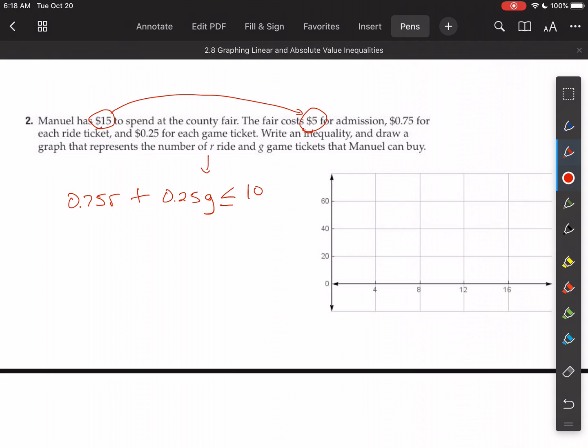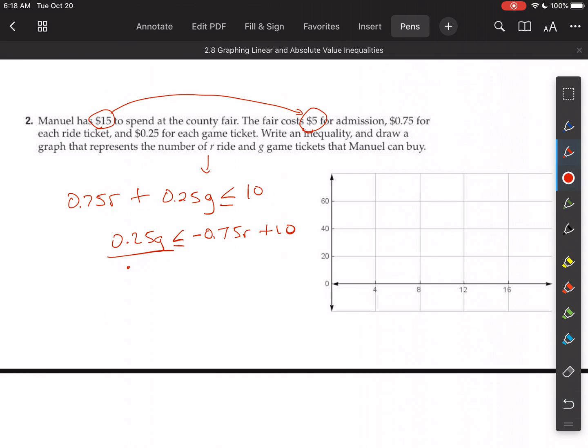So let's move our r over. So we have 0.25g is less than or equal to negative 0.75r plus 10. And then I got to get rid of this 0.25 here. So what I could do is I could divide everything by 0.25, which is the same thing as multiplying by 4, right? So if I multiplied everything by 4, that would make this whole thing go away here. So let's just do times 4.